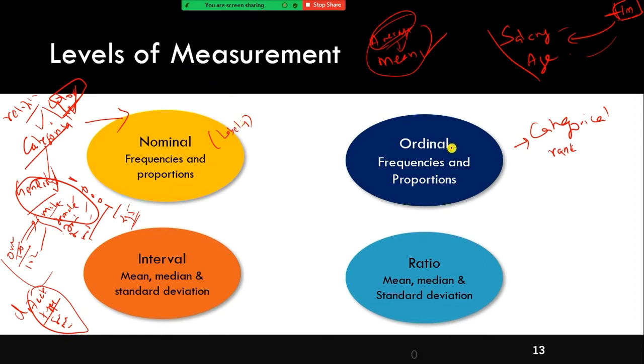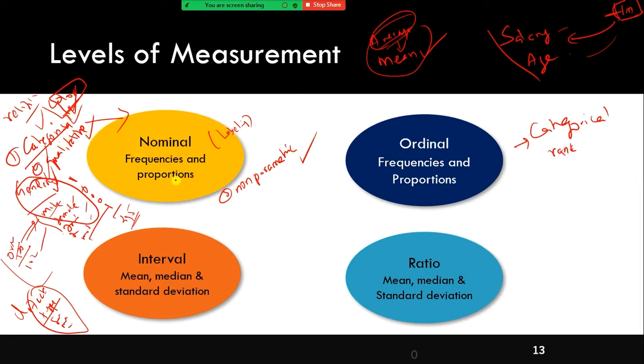The next one is the ordinal. Even for the nominal type of variable, we use different terminologies. Some people call it a categorical variable, some call it a qualitative variable, and some call it a non-parametric variable. So nominal is also called categorical, qualitative, non-parametric.